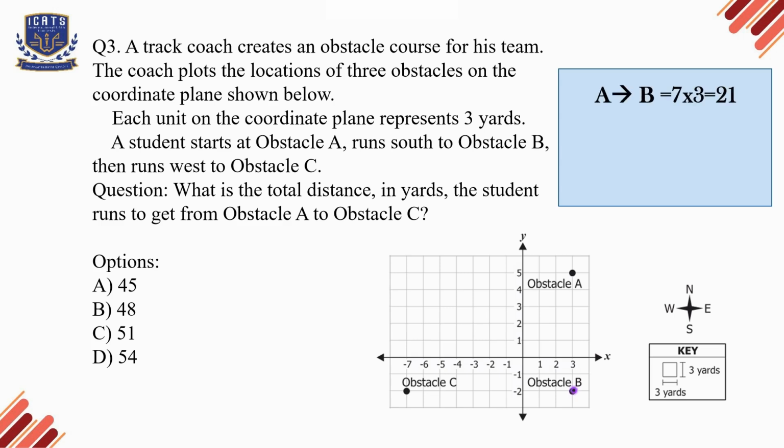Now from obstacle B, the student will run towards obstacle C. So let's see how many units he has covered. 1, 2, 3, 4, 5, 6, 7, 8, 9, and 10. So we'll multiply 10 by 3, which is equal to 30. So 21 plus 30 is equal to 51. We can say that the total distance in yards the student runs to get from obstacle A to obstacle C is 51 yards.